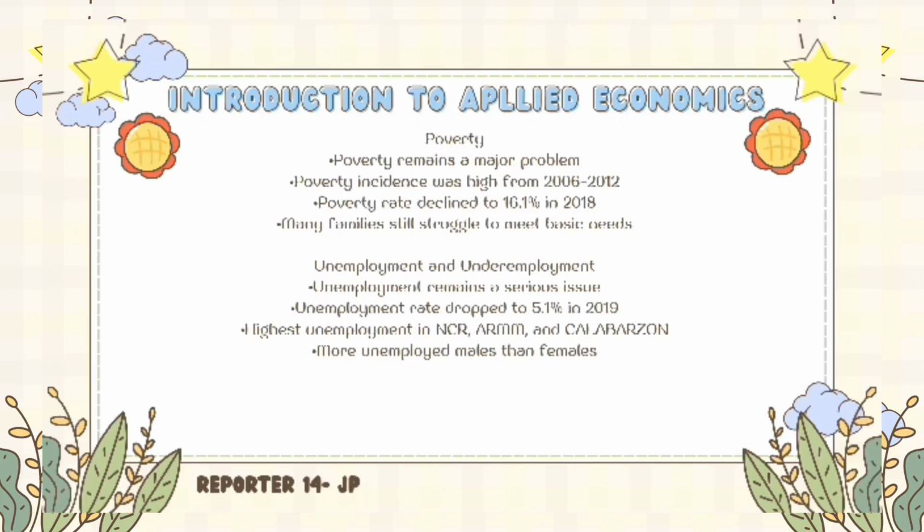Unemployment remains a serious issue. The unemployment rate dropped to 5.1% in 2019, with the highest unemployment in NCR, ARMM, and Calabarzon, and more unemployed males than females.